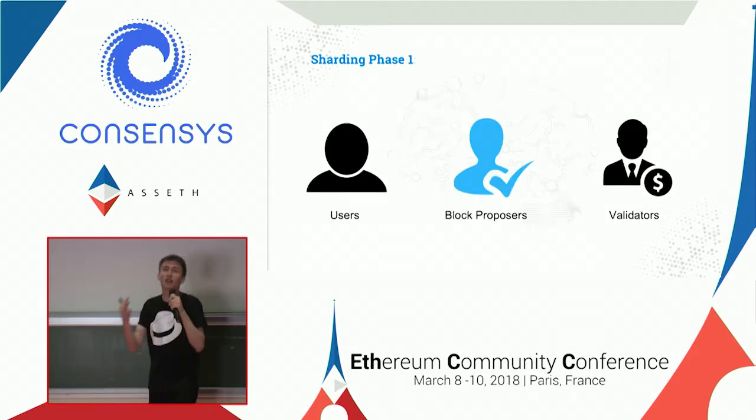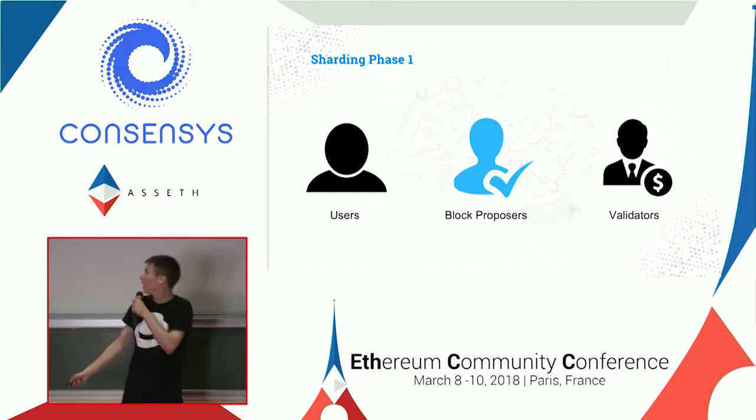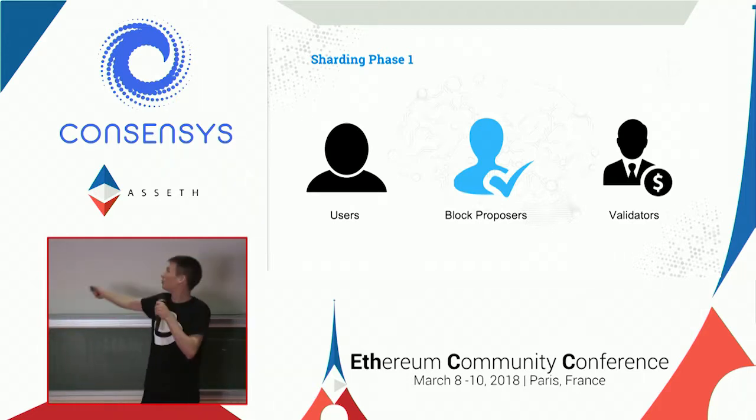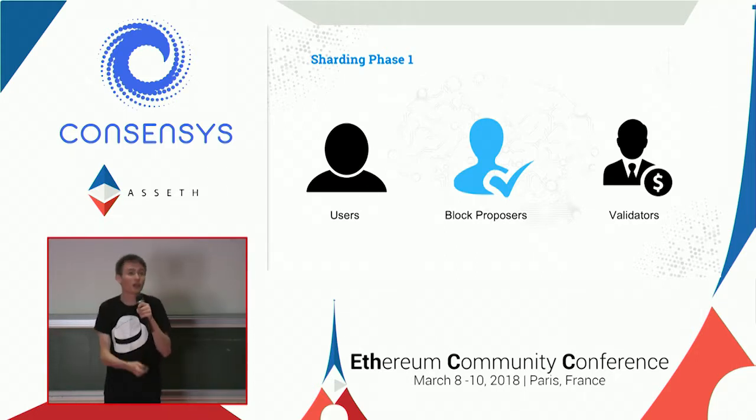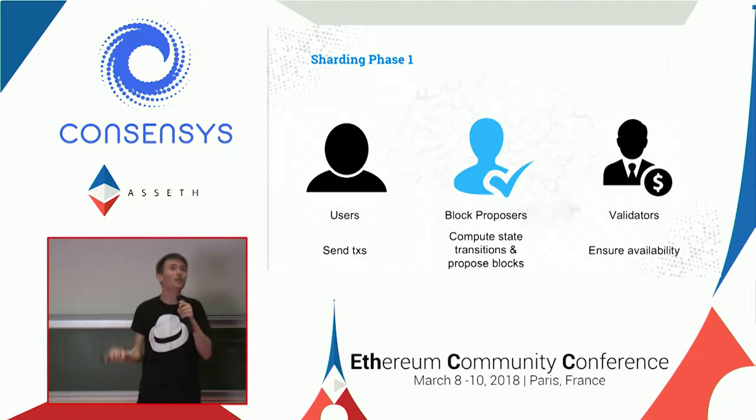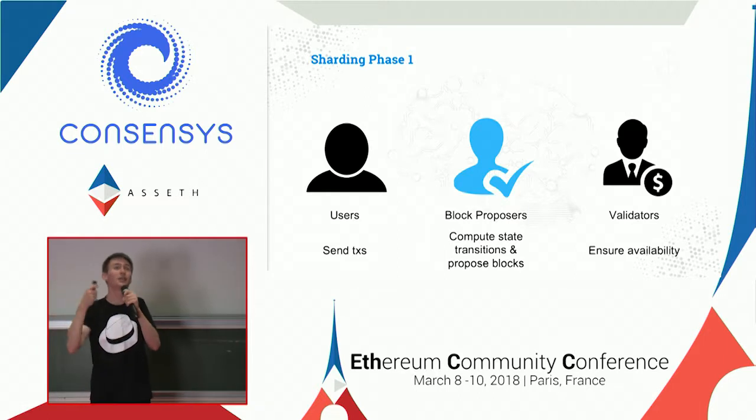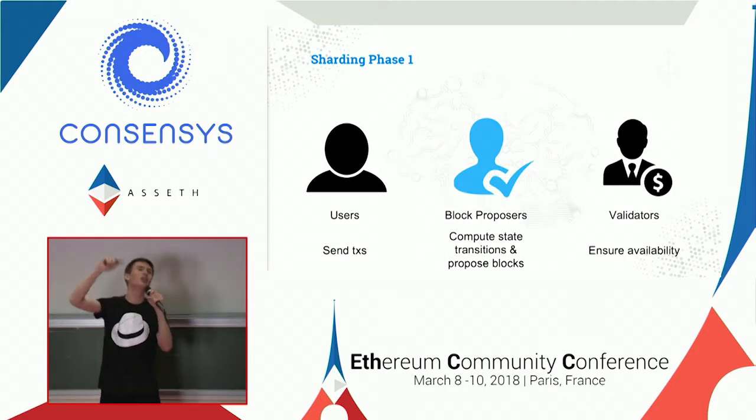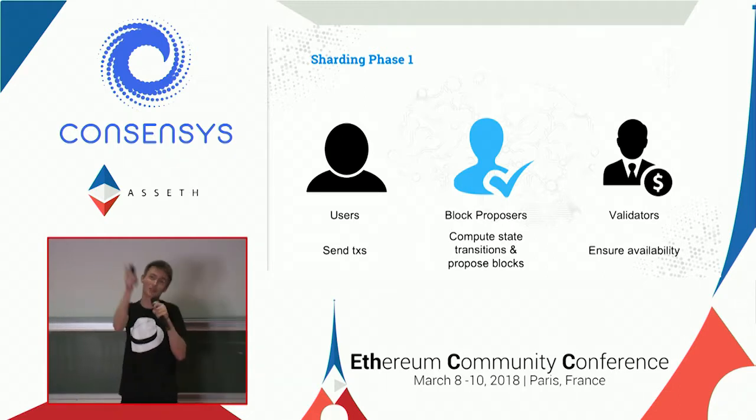Now there are three main actors. There's kind of four, but I'll just call it three. You have users, you have block proposers, and you have validators. The users are going to be sending transactions to the block proposers. The block proposers are going to be composing a bunch of transactions, bundling them together, and creating a block, or a collation, on a particular shard. These transactions, by the way, specify the shard ID.